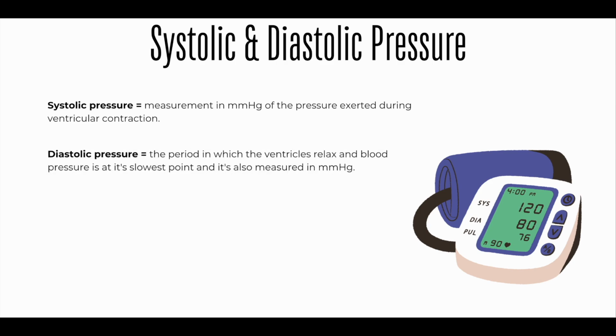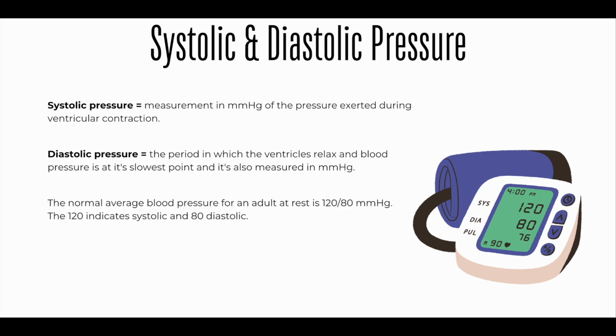Diastolic pressure, on the other hand, is the period in which the ventricles relax and the blood pressure is at its lowest point. The normal average blood pressure for an adult at rest is 120 over 80 millimeters of mercury. The 120 indicates systolic, while the 80 indicates diastolic.